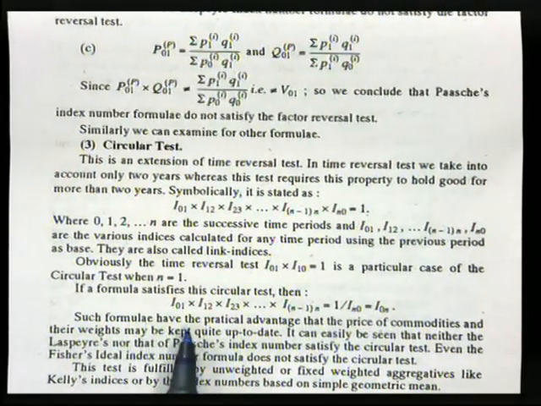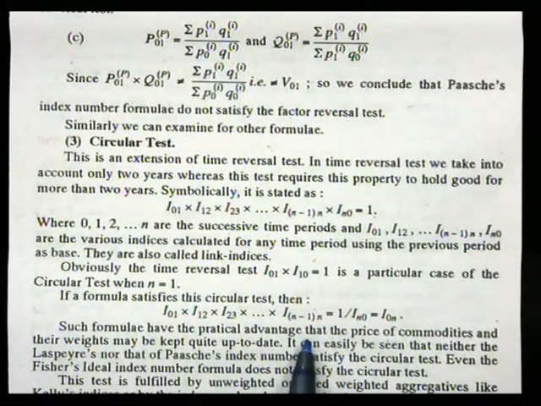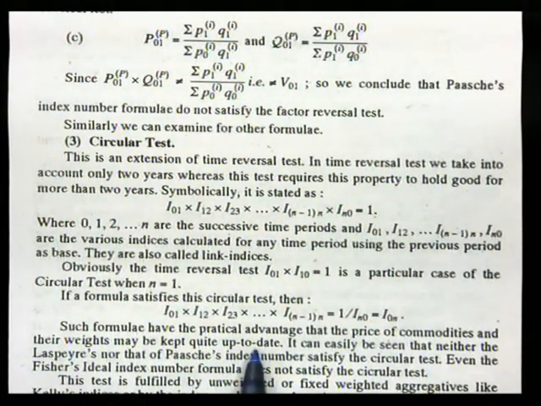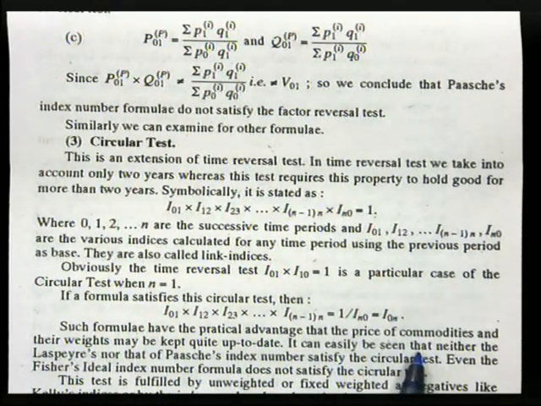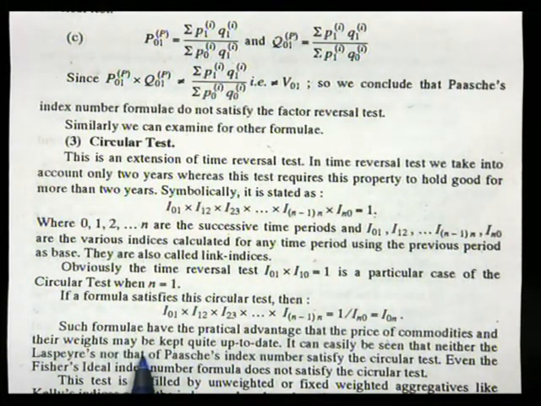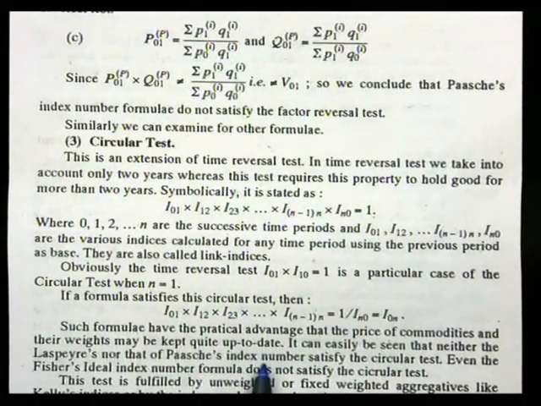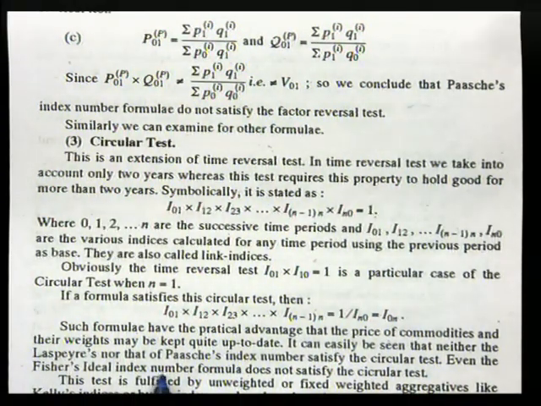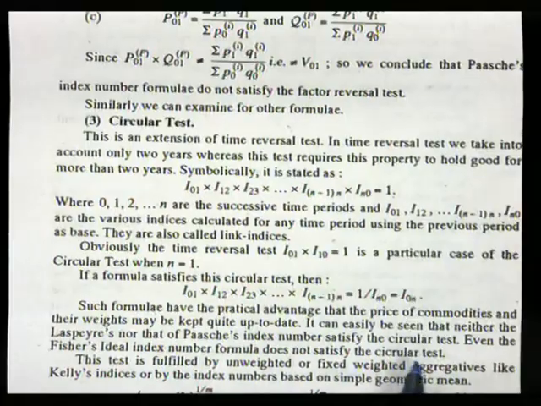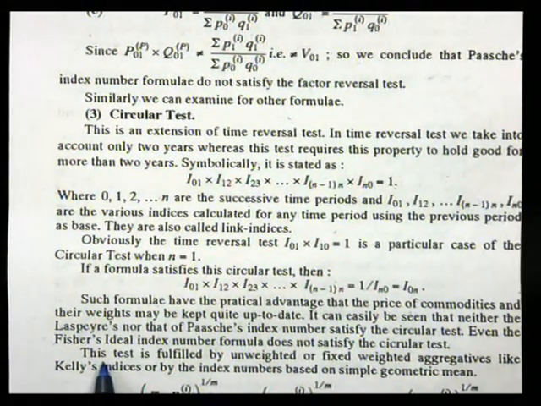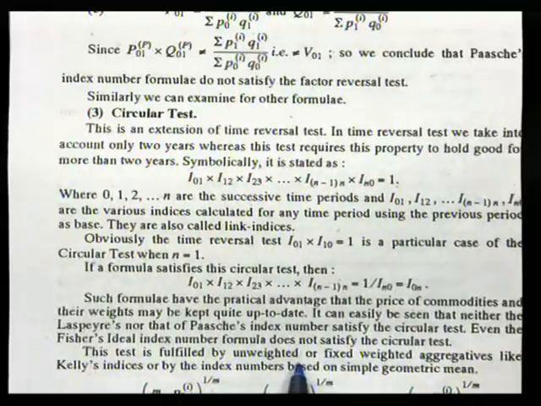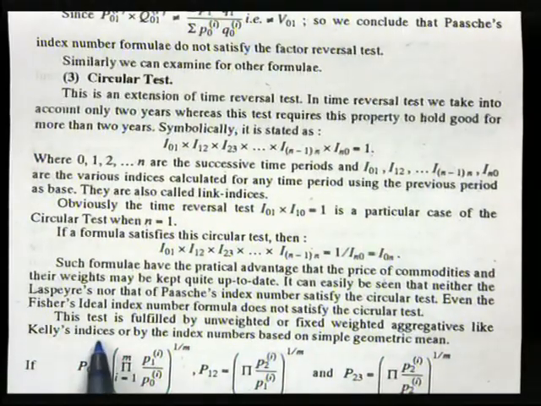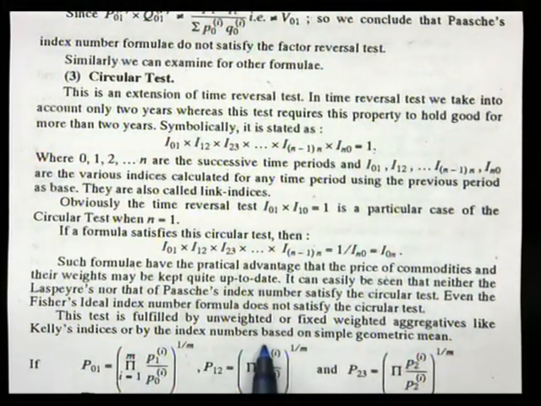Such formulas have the partial advantage that the prices of commodities and their weights may be kept quite up to date. It can easily be seen that neither the Laspeyres formula nor the Paasche index number satisfies the circular test. Even Fisher's ideal index number does not satisfy the circular test. This test is fulfilled by unweighted or fixed weighted aggregatives like Kelly's indices or by the index numbers based on simple geometric mean.